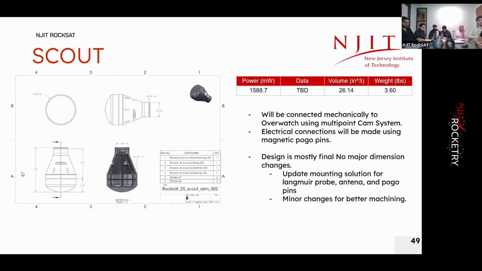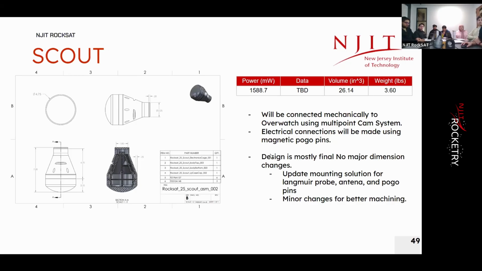All right, now we move on to the Scout subsystem here. The overall power being used by Scout is 1,588 milliwatts. The data rate is not determined yet, but we've seen that it's not going to be an issue for transmitting data. The overall volume is 26 inches cubed, and the weight of the Scout alone with the electronics inside should only be 3.6 pounds. This will be connected mechanically to Overwatch using a multi-point CAM system. The electrical connection will be made using magnetic pogo pins that stick on the back.